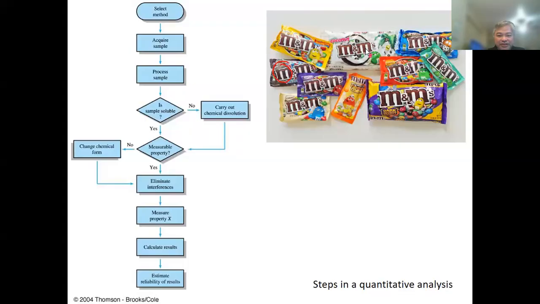So the way that you do it following the chemical analysis method, you select, you acquire the sample, you process it, and then you can ask the question, is the sample soluble? If yes, then you can measure the property. If not, then you dissolve the sample. If the property is not measurable, you react it. You do some chemical change. Okay. You can eliminate interferences, then you measure the property, calculate the result, and then estimate the reliability.